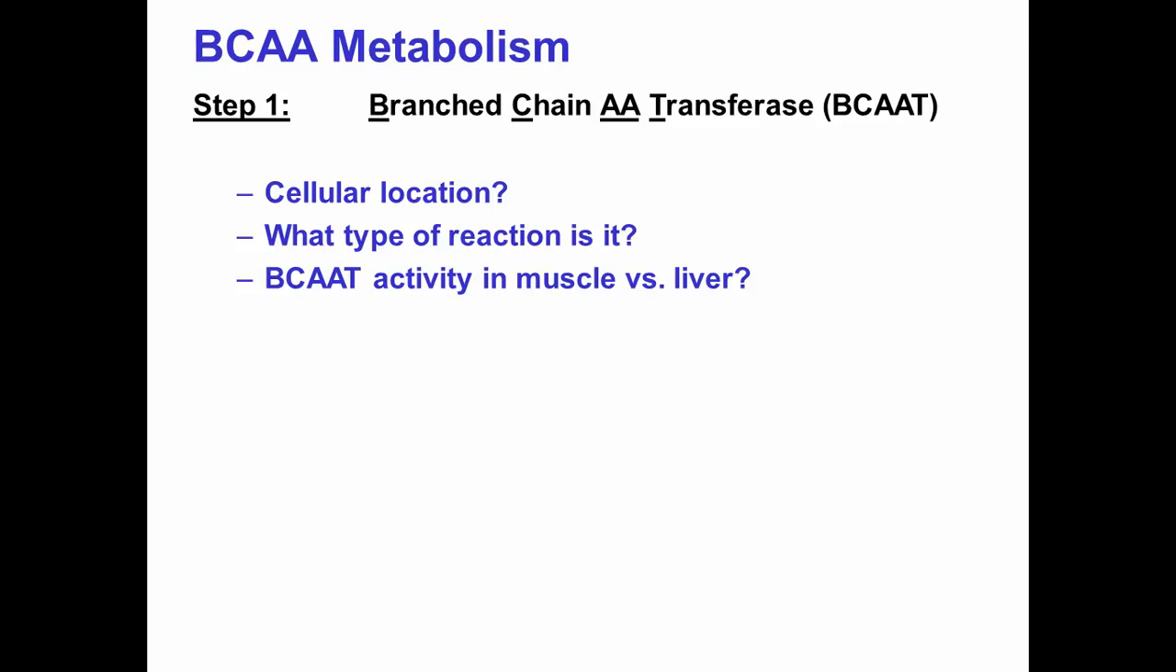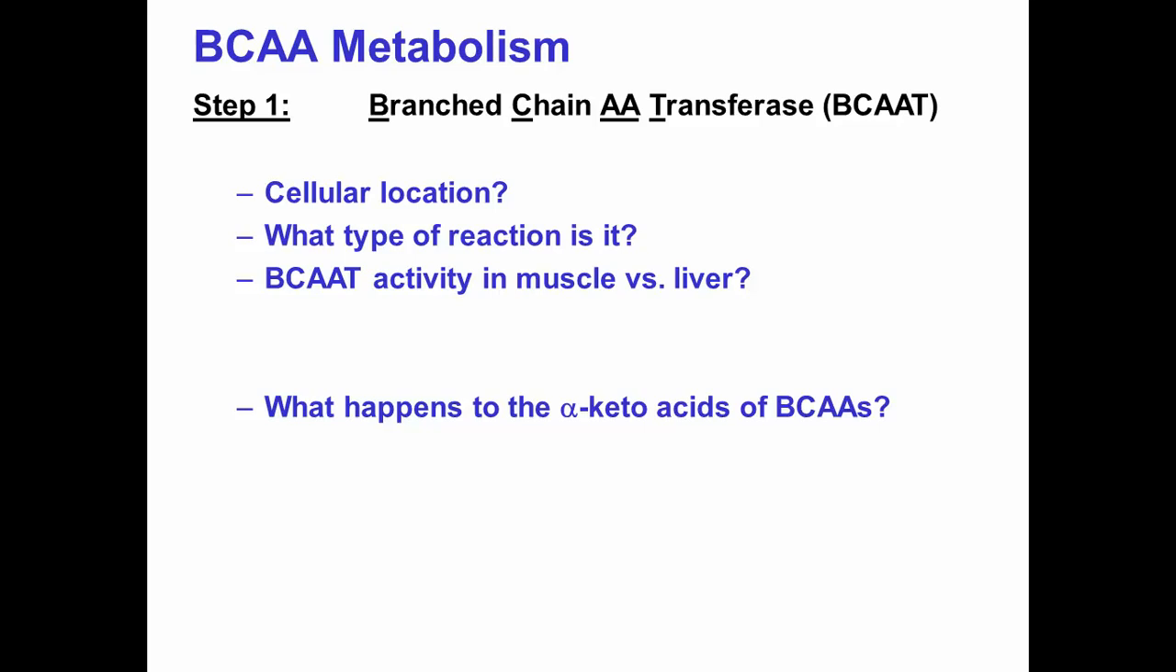So this is where that nuance of what I had said at the very beginning about the first step being transamination comes in. For branch chains, the first step of their metabolism is a transamination reaction. It just doesn't happen in the liver. It happens in the muscle, okay? And then what happens to the alpha keto acids of the branch chains?